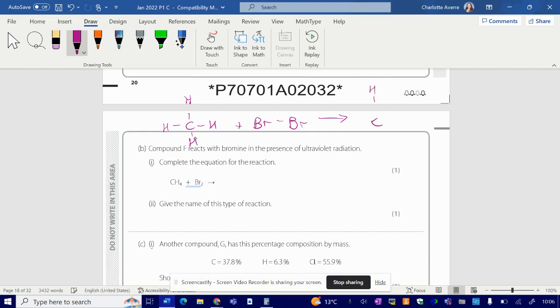Instead, I am going to swap one of my hydrogens with a bromine. And then the other bromine is going to pair up with the hydrogen that was lost. So that is going to be my product. So CH3Br plus HBr. And the name of this type of reaction, well, it's just like football. When you swap a player for another player, you are making a substitution. This is a substitution reaction.